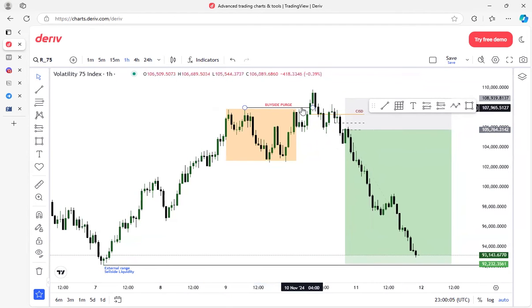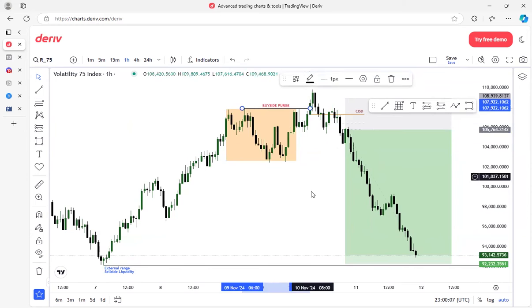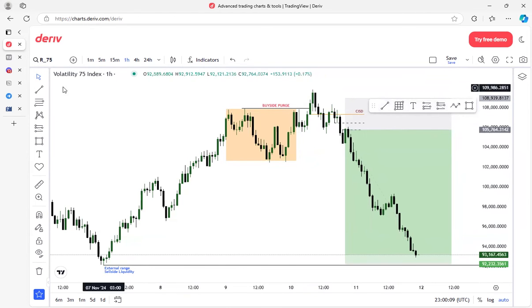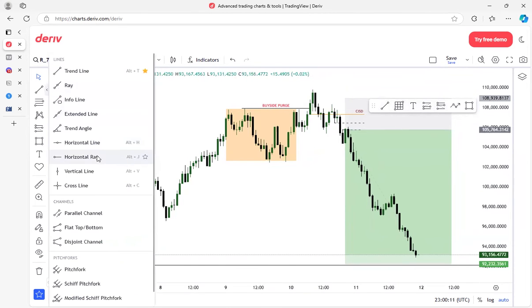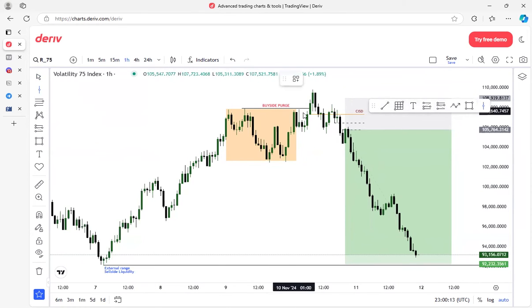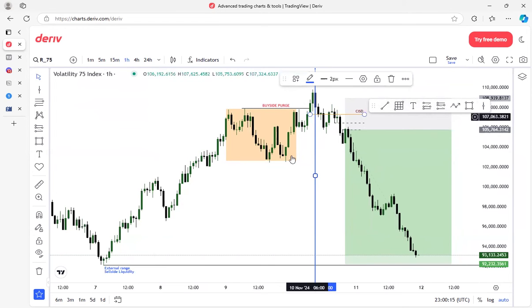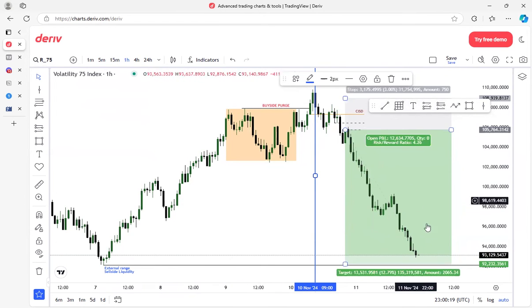So guys, this is how we managed to catch this trade. And every time, guys, once our program is activated, like here you can see that our chart is divided into two sides, this being the buy side of the curve and this being the sell side of the curve.